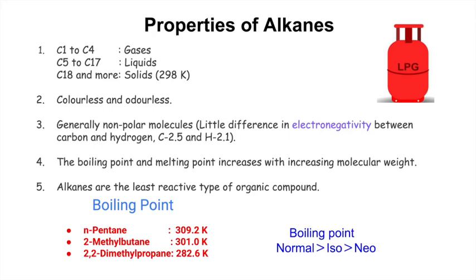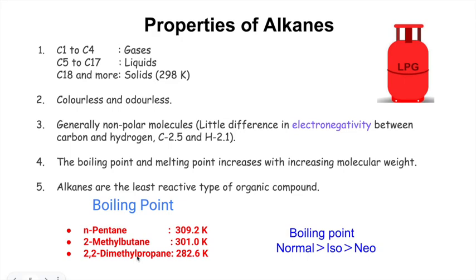Another point, alkanes are the least reactive type of organic compound. So basically they undergo substitution type of reactions. Another interesting observation, you can take the boiling point. The boiling point of n-pentane is 309 Kelvin, 2-methylbutane is 301 Kelvin, 2,2-dimethylpropane is 282 Kelvin. So as the branching increases, the boiling point decreases.